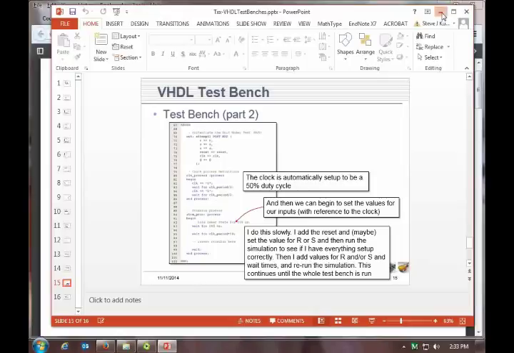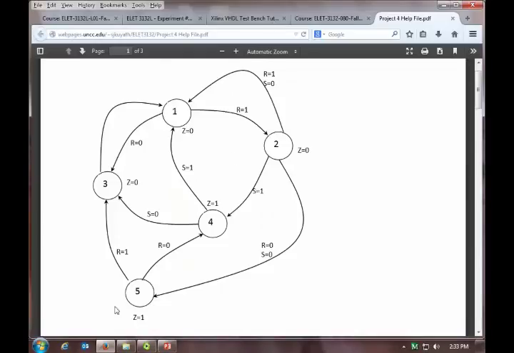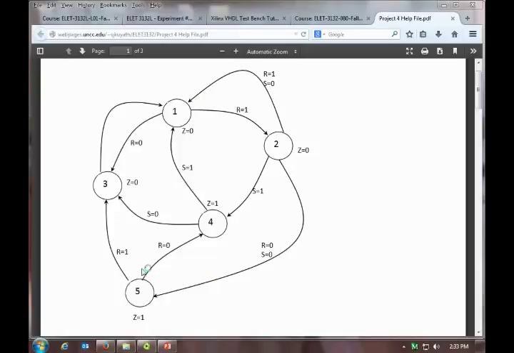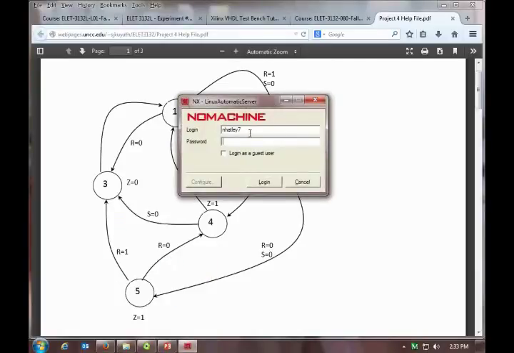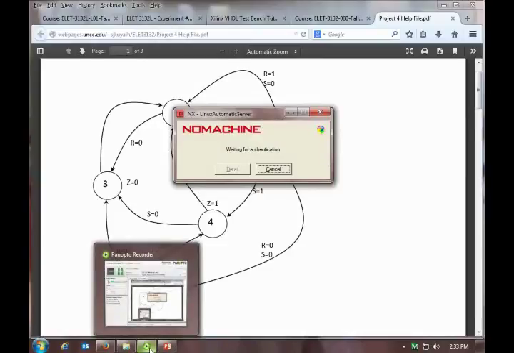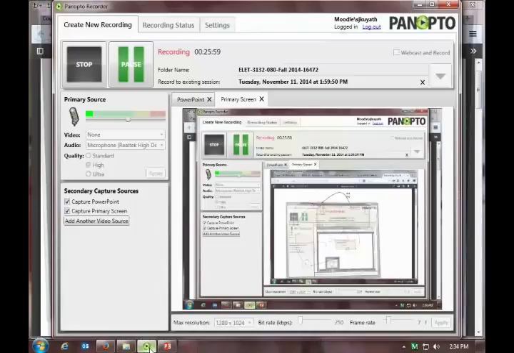So let's slip over to Linux and actually run some of this stuff. Okay, and I'm going to pause this recording for just a minute.